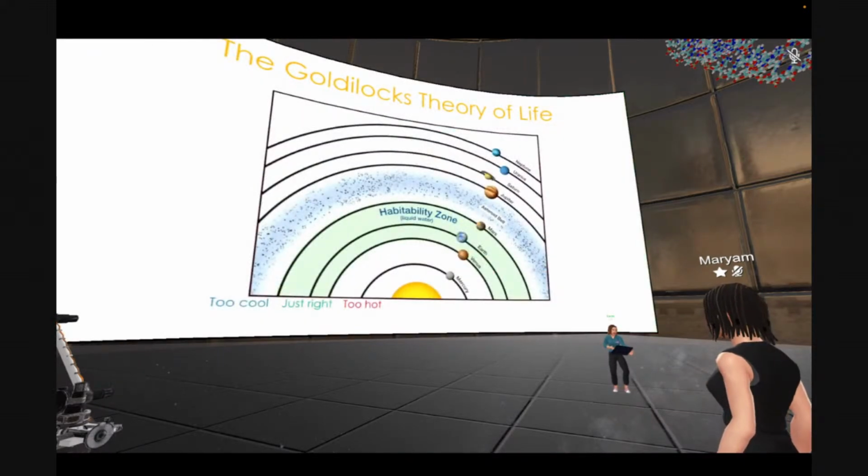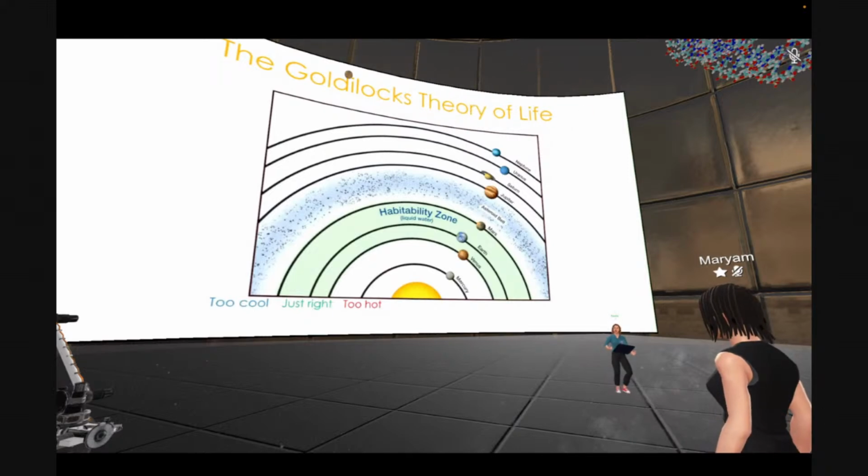This goes along with the so-called Goldilocks theory of life, where we want to search for planets that are in the habitable zone around their sun. Planets that are too close to the sun are going to be a bit too hot to sustain water, which, as we know, is a necessary ingredient for life. And if they're too far from the sun, they're going to be too cool.